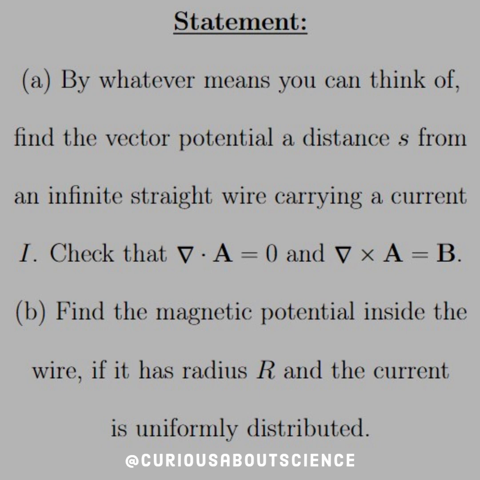The statement reads, Part A. By whatever means you can think of, find the vector potential a distance s from an infinite straight wire carrying a current I. Check that del dot A equals 0 and del cross A equals B. Part B. Find the magnetic potential inside the wire if it has radius R and the current is uniformly distributed.